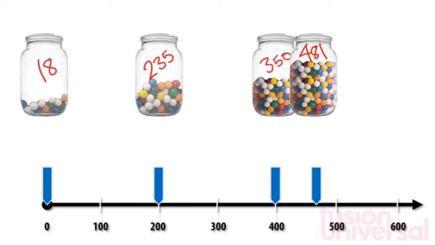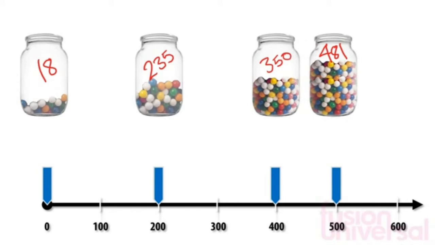Finally, 481 is closer to 500 than it is to 400, so we round it up to 500. We have now rounded these numbers to the nearest 100, but we can also round these to the nearest 10.